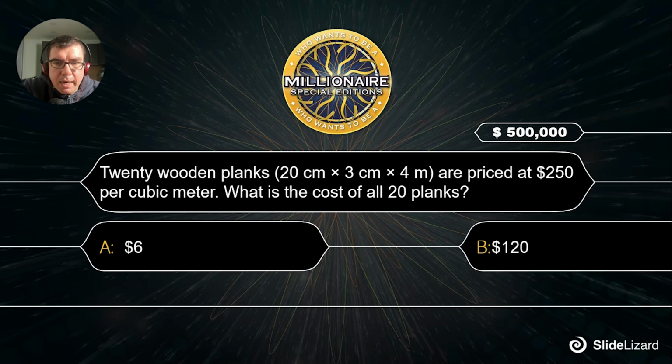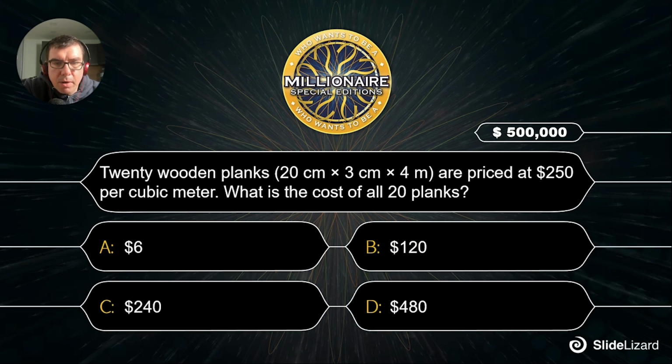20 wooden planks, 20 by 3 by 4 meters, are priced at $250 per cubic meter. What is the cost of all 20 planks? 5 seconds.